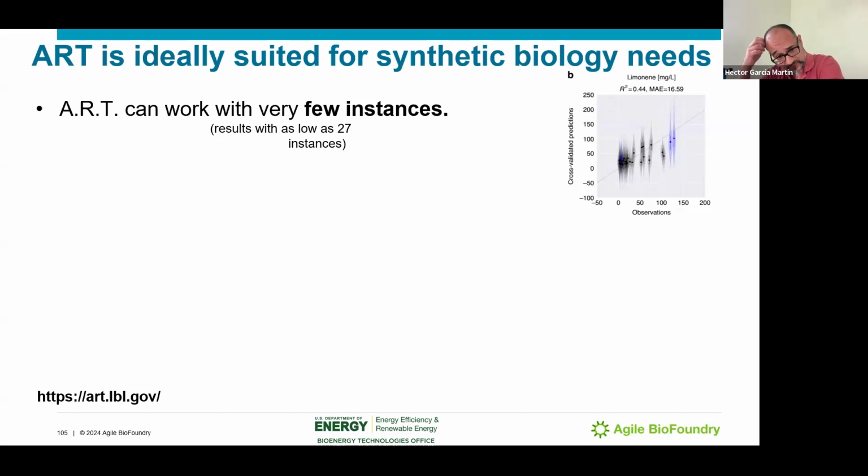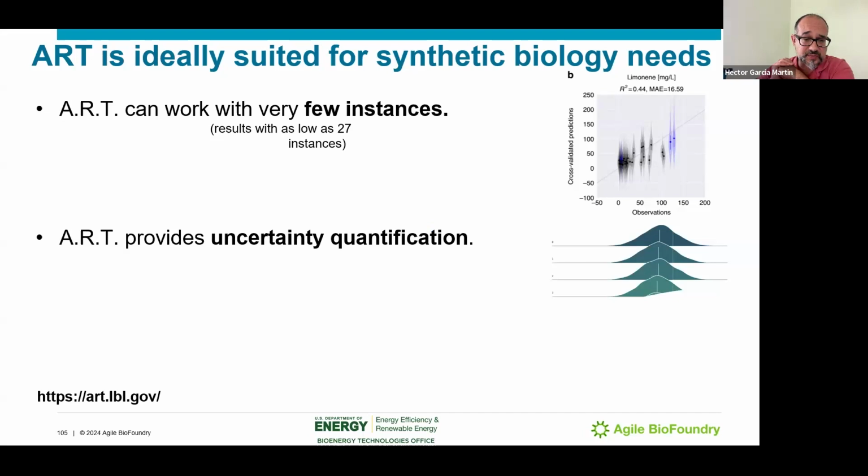ART also provides uncertainty quantification. When it makes a prediction, it gives you a whole probability distribution of the prediction. If your probability distribution is very narrow, you can trust that prediction quite well. If your probability distribution is quite wide, it tells you that it doesn't really trust that prediction that much. And this is critical when you're dealing with a small amount of samples.